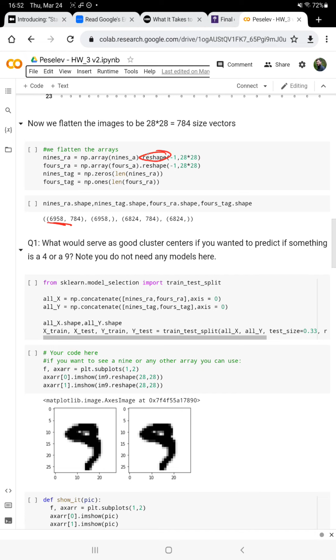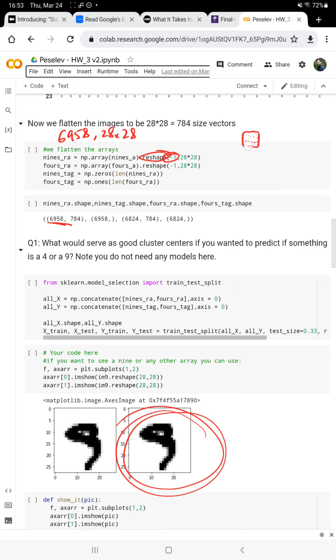So he's doing this reshape and he removes one dimension. So before it was 6,958 elements, each of which was a matrix 28 by 28. So you can think about a 28 by 28 matrix. That's for example your 9, right? And then you kind of have the slices of them, the stack of them, and you have 6958 of those. That was before.